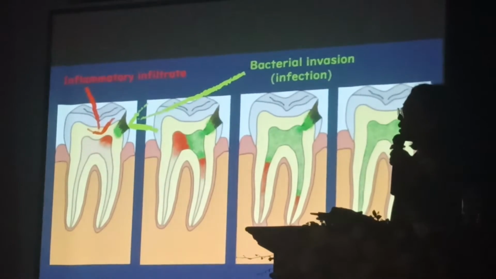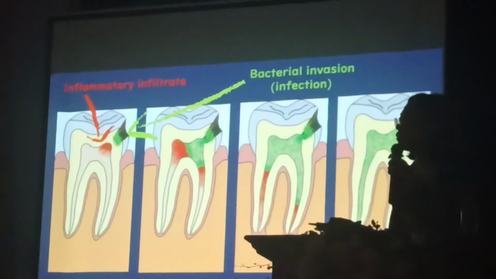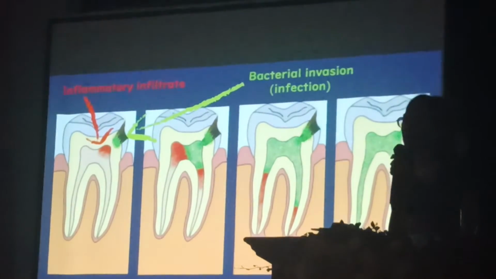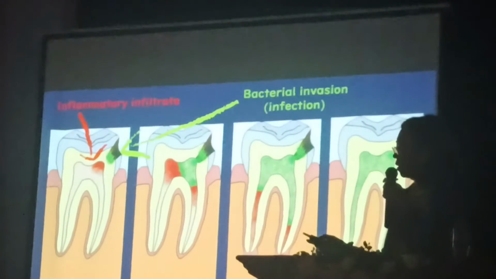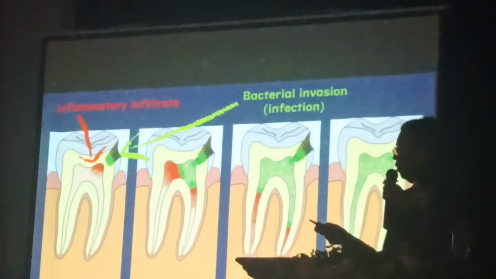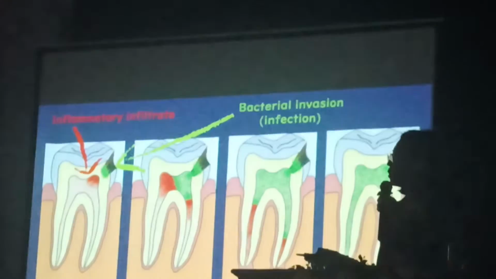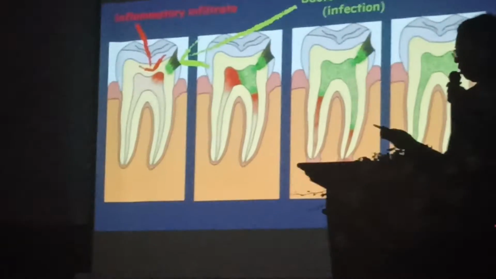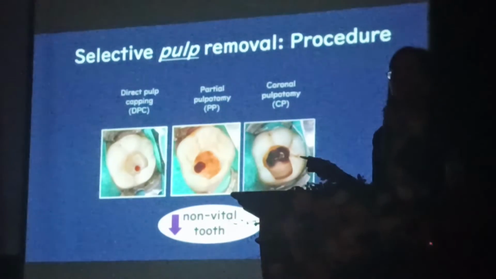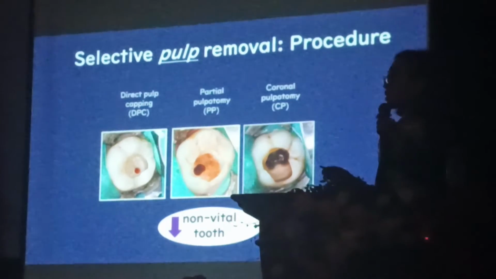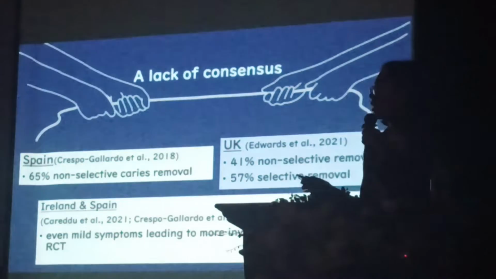But right now, if you think about it, why don't you just remove the infected pulp and severe inflammatory infiltrate, but leave the mild inflammation and healthy pulp there? Okay, so right now, what we are doing, in these two or maybe three pictures on the left, vital pulp therapy can be done. And that will include direct pulp capping, partial pulpotomy, or coronal pulpotomy. That will decrease non-vital treatment.